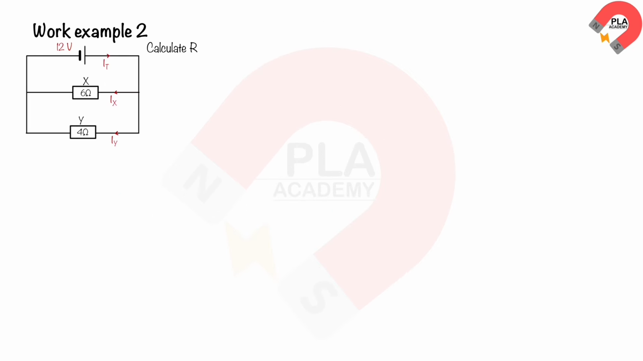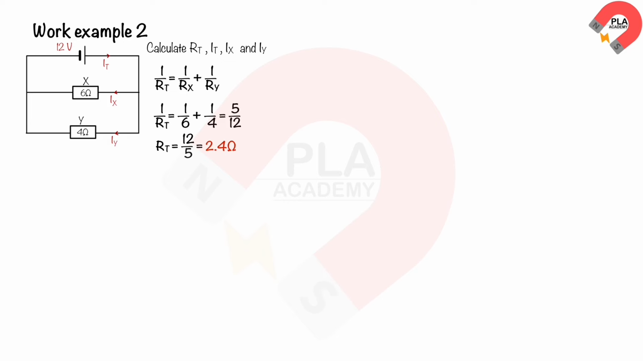Worked example 2. Calculate the total resistance of the circuit. Current from battery. Current into resistors X and Y. Calculate total resistance using the equation as shown. Substitute Rx equals 6 and Ry equals 4. The result is 2.4 ohms. In the parallel circuit, the potential difference across each resistor is the same and equal to the EMF of the battery. So, EMF E equals Vx equals Vy equals 12 volts.